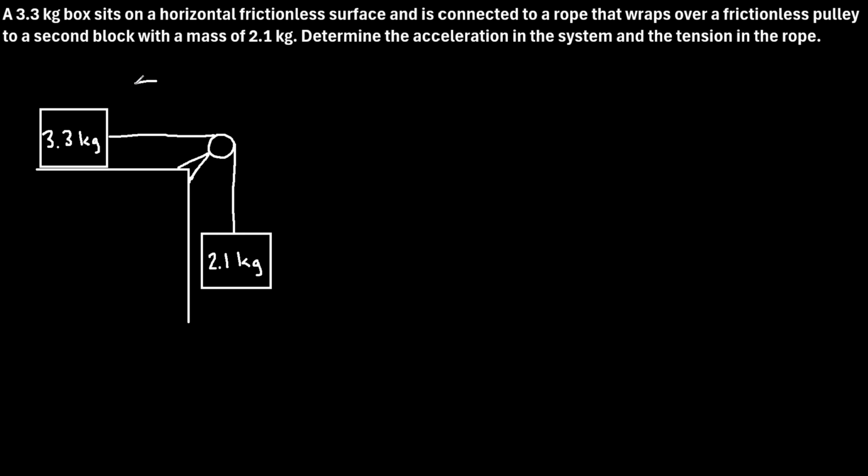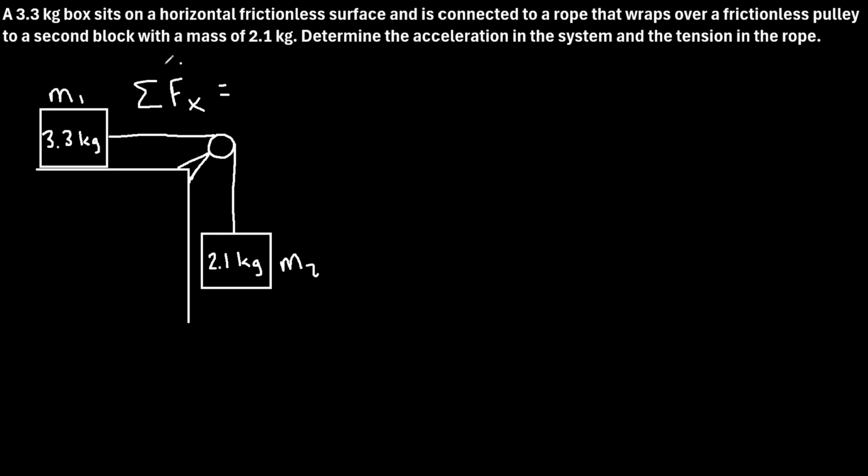We can say the net force in the x direction. Newton's second law of motion says that the net force of some object is equal to the mass times the acceleration. So in this case, the mass will be 3.3 kilograms. For this sake, let's call this block mass 1. We'll say this block has a mass 2.